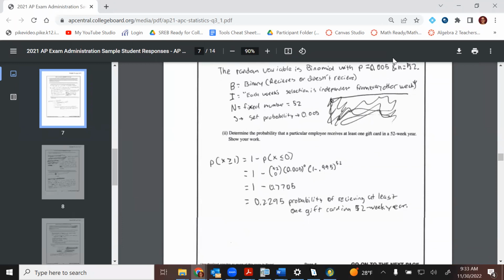Down below, they clearly showed that it was binomial: the probability of 1 minus the probability of less than or equal to 0, so 1 minus, and then they have their binomial distribution. You can use binomial CDF on this. You do not have to calculate it by hand.